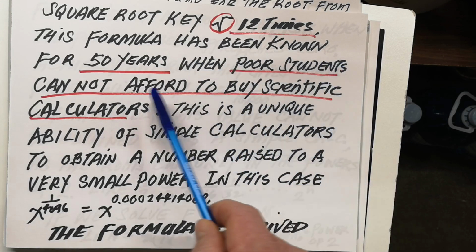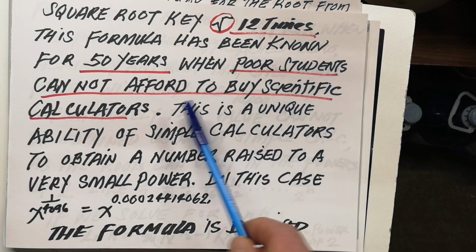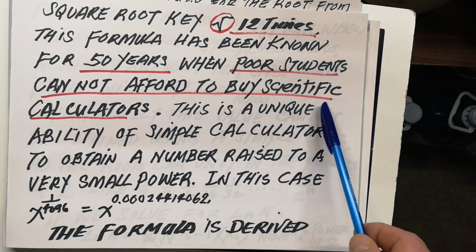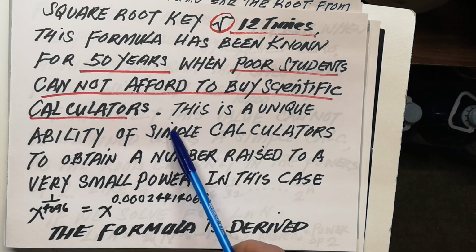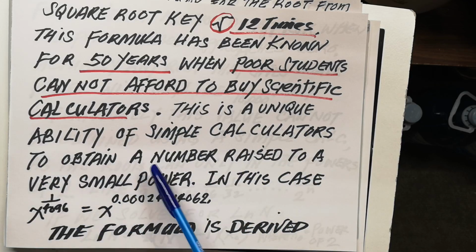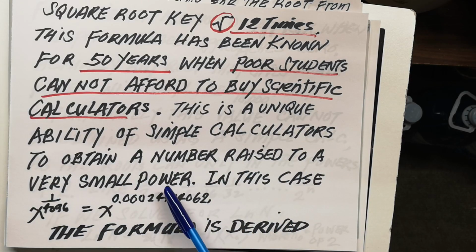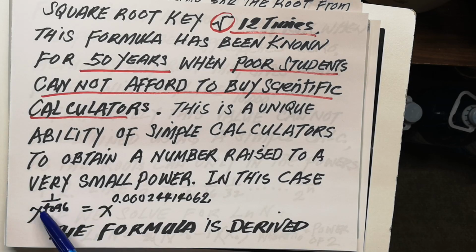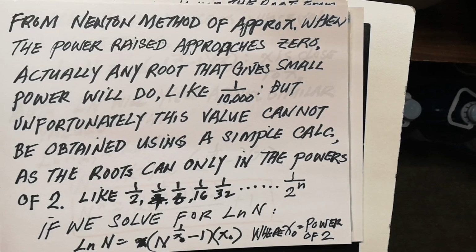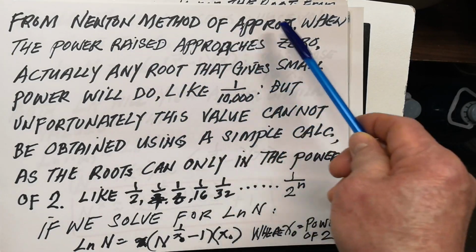When poor students cannot afford to buy scientific calculators, this is a unique ability of simple calculators to obtain a number raised to a very small power. In this case, x raised to the 1 over 4096 is equal to x raised to 0.00024414062. The formula is derived from Newton method approximation.